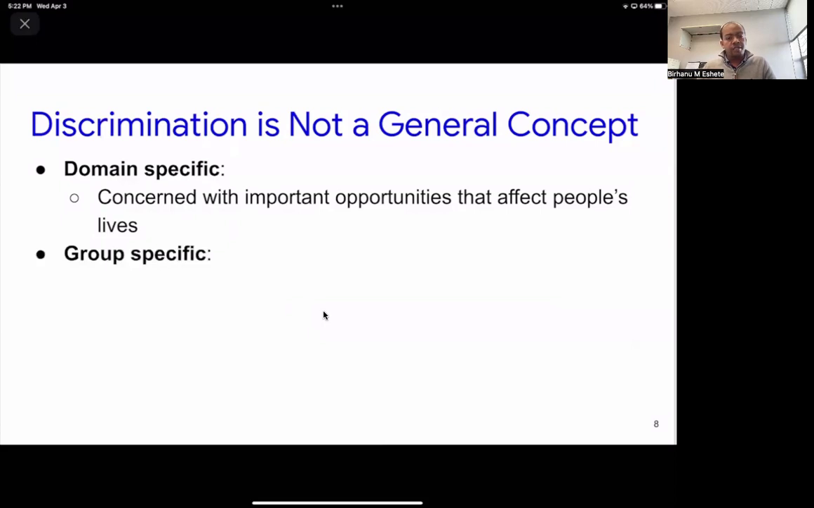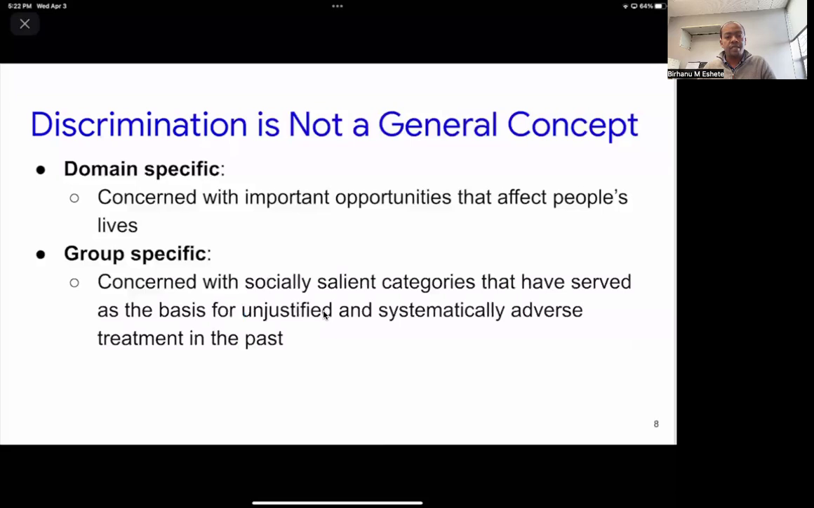The other thing is that discrimination is also group specific. And the idea behind this has to do with socially salient categories that have served as a basis for unjustified and systematically adverse treatment in the past. So there's our history. If we look back at the history of any nation, and in particular the United States, there is a great deal of history and evidence for discrimination, specifically around people of color, and more specifically, African Americans.